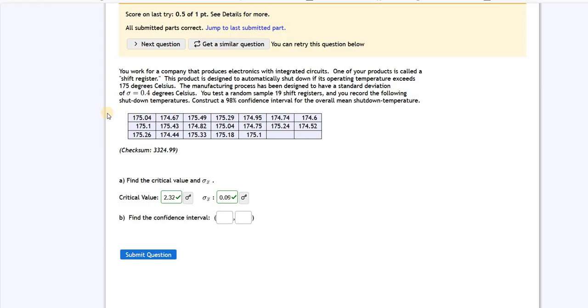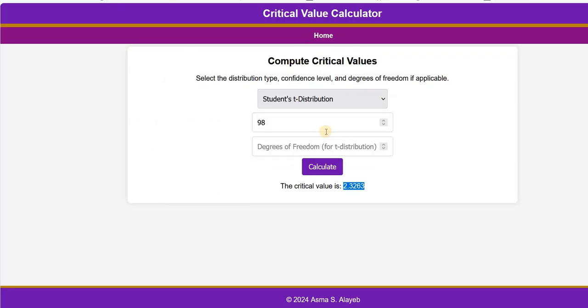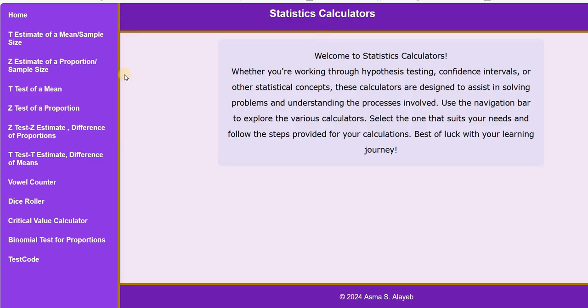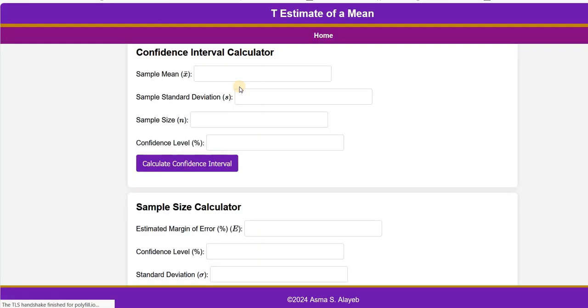If I don't have the population standard deviation, then I will compute the sample standard deviation from the sample, and then I will use the t-student distribution to figure out the critical value, and I will plug in the degrees of freedom, which in this case is 19 minus 1, that is 18. And then I can compute the critical value. Notice here that the critical value is not very different. It's not too far from the Z critical value.